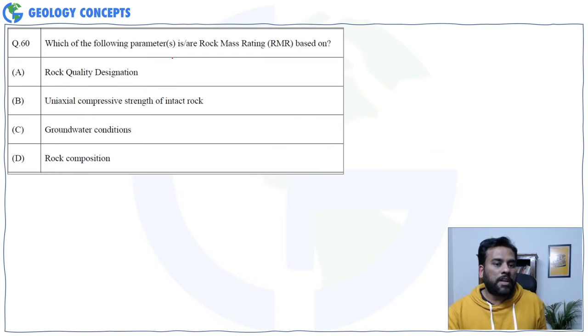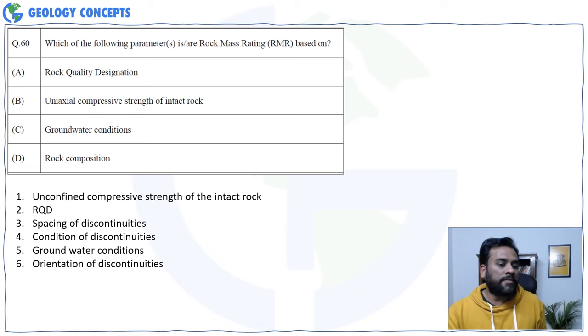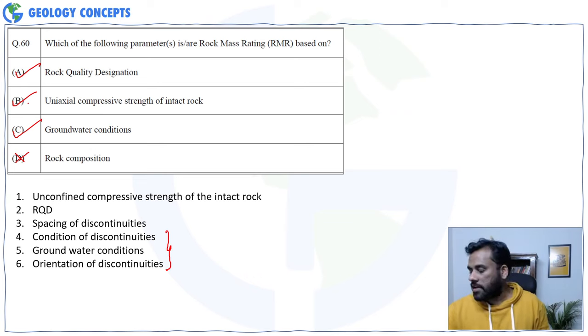Which of the following parameters is rock mass rating based on? Rock mass rating is based on 6 parameters. One is unconfined compressive strength. So this is correct. RQD, this is also correct. Spacing of discontinuities, condition of discontinuities, groundwater condition, so C is also correct, and orientation of discontinuities. These three are based on discontinuities like joints and everything, but there is no parameter on rock composition, so this is wrong. A, B and C again will be the correct options here.